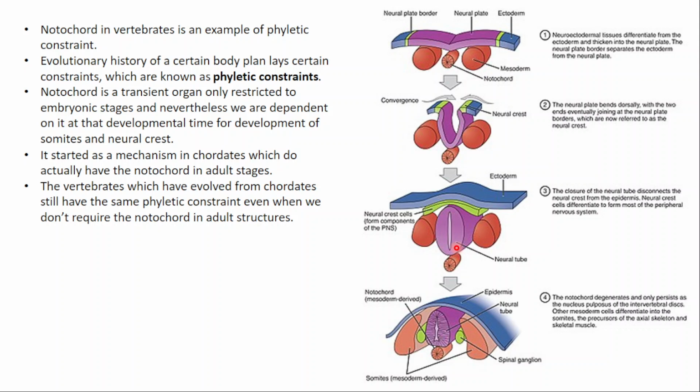Even if it is not present in the adult structures, it is still required in the embryonic structure, which is similar to the earlier ancestor, where it is producing somites and neural crest. I hope this is clear to the students. Let's move on to the third question.